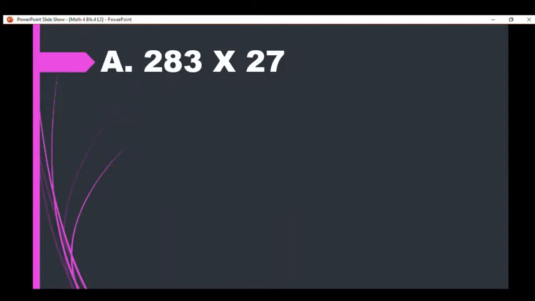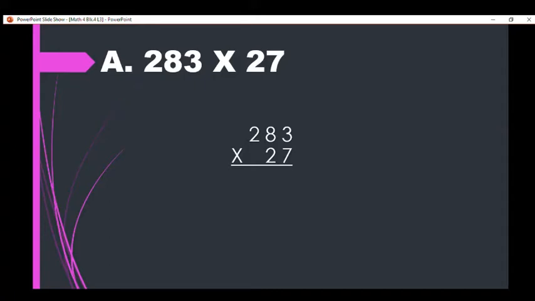So let's try letter A. We have 283 times 27. Always remember, when we are multiplying a 3-digit number by a 2-digit number, we put the bigger number on the top, and in the bottom would be your 2-digit number. So we have 283 times 27, aligned with each right place value.